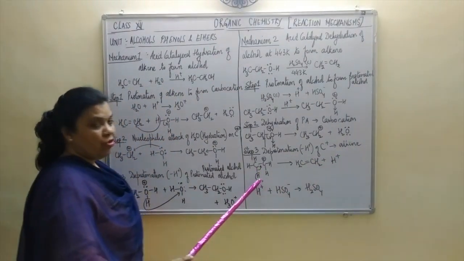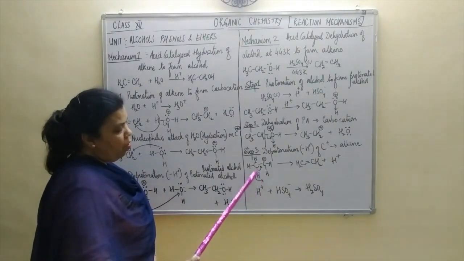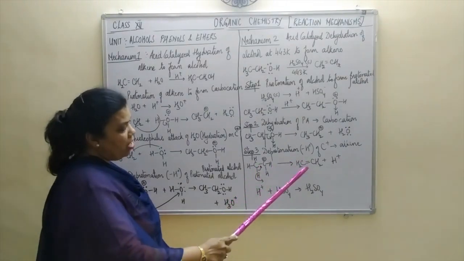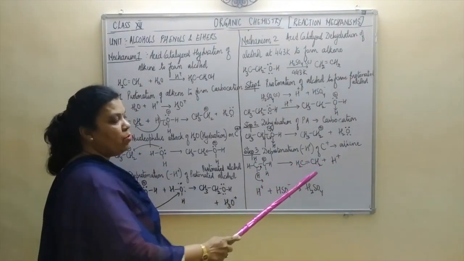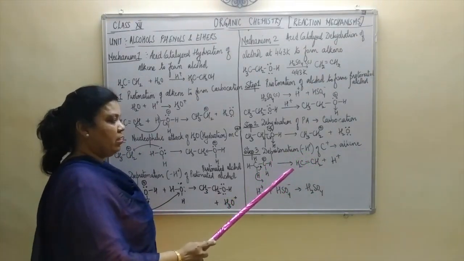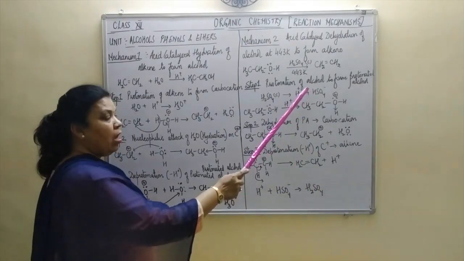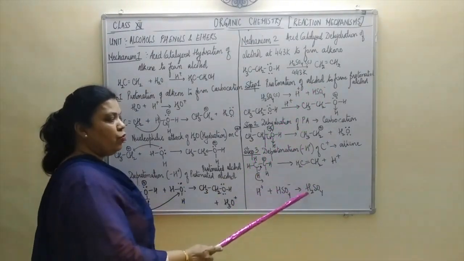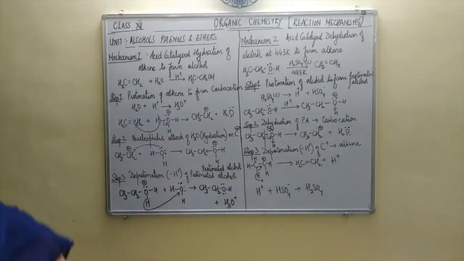So deprotonation occurs, and just see that this proton is being lost, so that this bond basically goes here and generates a double bond between the 2 carbon atoms, resulting in the formation of alkene as the major product. The H plus of the proton which is lost combines with the counter HSO4 minus ion to regenerate H2SO4 back in the reaction.